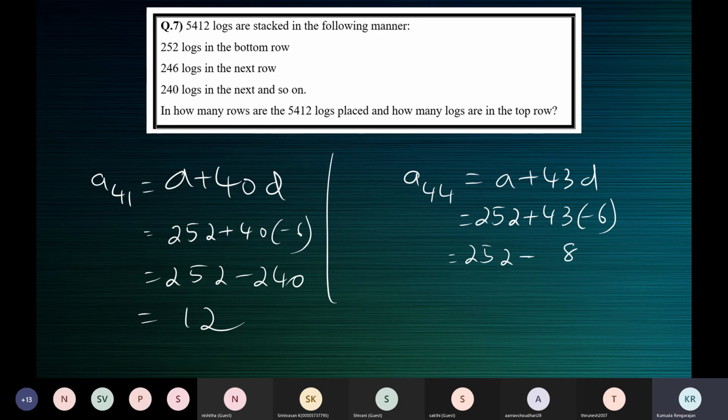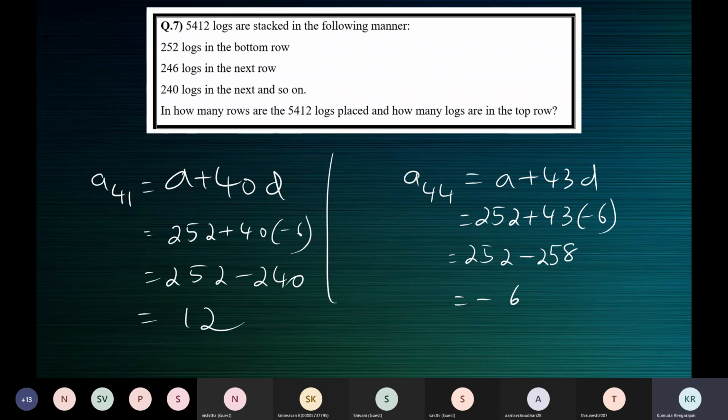18, 1 carry over, 58. Minus 6. A44 is equal to minus 6. That means in the 44th row, there are minus 6 logs. So that statement is not true. It is not correct. So that means there cannot be 44 rows, which means the logs are arranged in 41 rows and there are 12 logs in the top row.